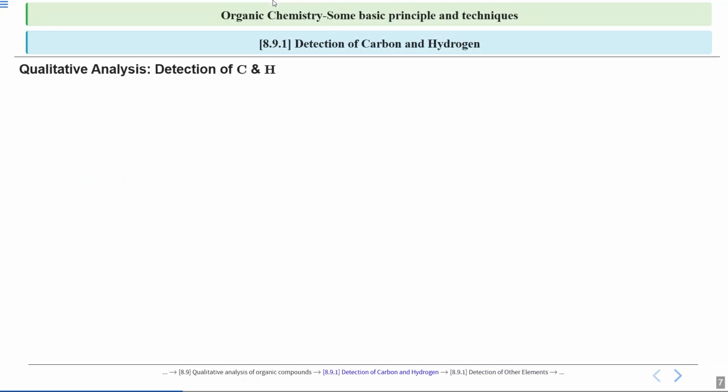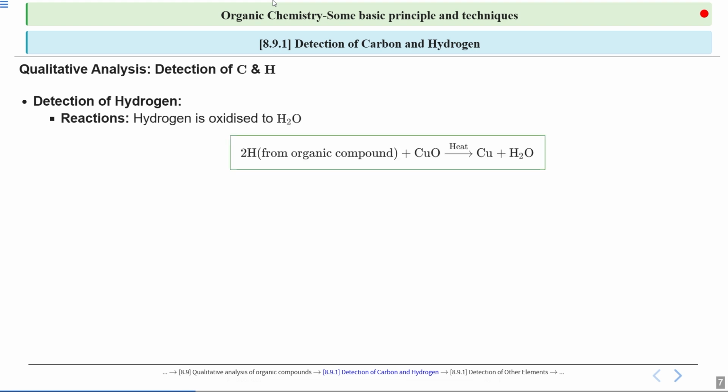Moving on, next we have the detection of hydrogen. Previously it was for carbon only. Here is your reaction: if you heat your organic compound with CuO, you will get copper and water. This reaction is important because it shows how hydrogen is transformed into water, which we can then detect. Remember, the presence of water is our clue that hydrogen was present in the original compound.